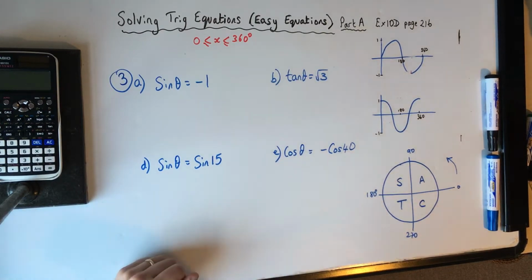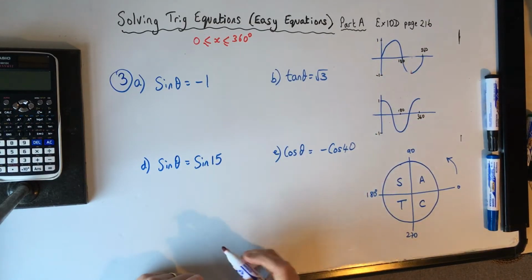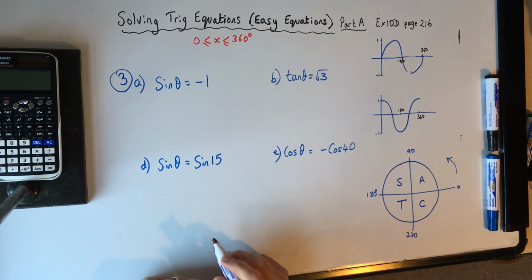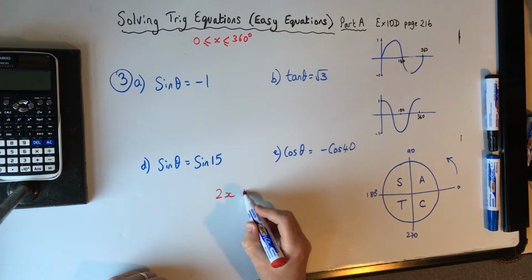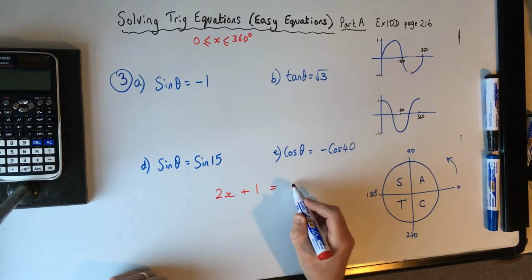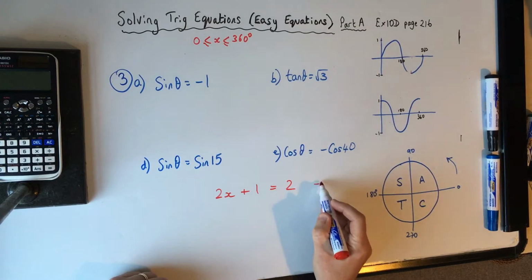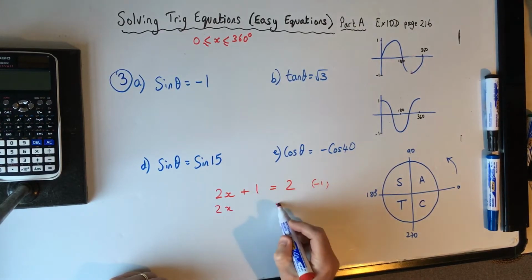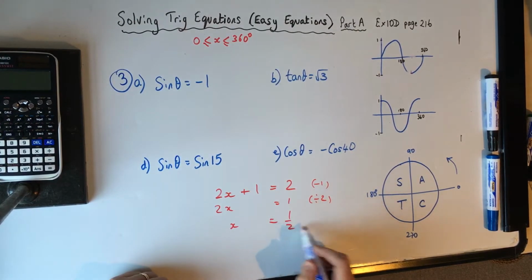I've got my sine and cosine graphs and of course my CAST wheel drawn. If I can just start off and remind you how we solve an equation. Obviously, really simple: 2x plus 1 equals 2. We take 1 off both sides, 2x is equal to 1, and we divide by 2 and we get our answer, a half in this case.